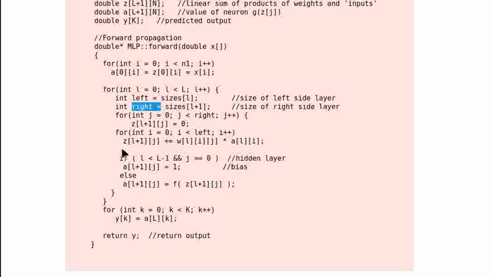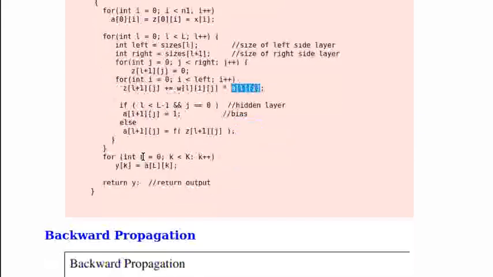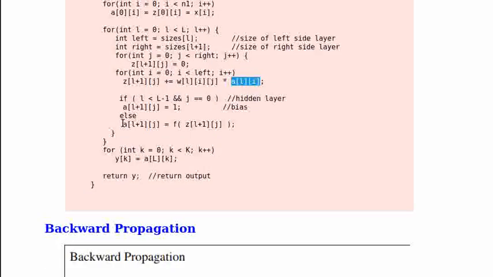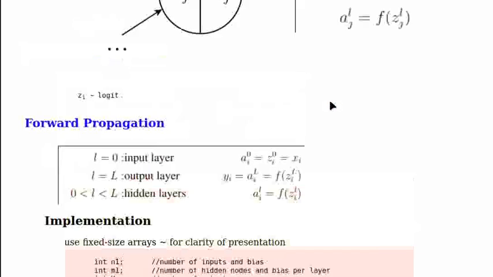So basically we calculate the output node Z values using this formula, sum over all the products of the weight and the value of the incoming node. And then from there we calculate the A value of the output layer, of the neurons of the output layer, using this formula.